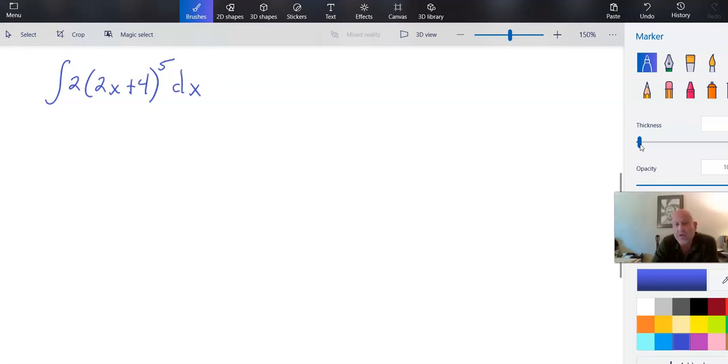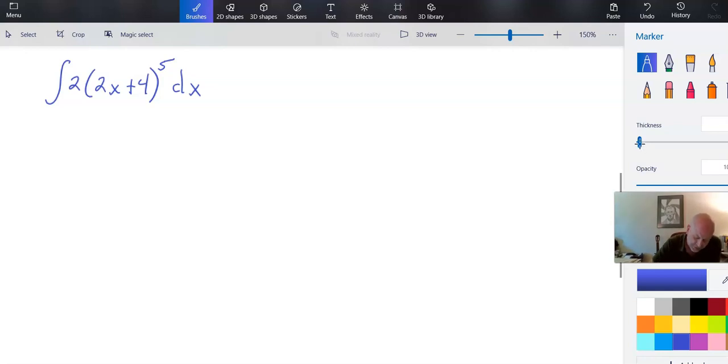Now, any of the antiderivative techniques that we've looked at so far are pretty much not going to work here. The only one that would work is if you went ahead and multiplied out this whole thing, (2x plus 4) times (2x plus 4) times (2x plus 4), all the way up to 5 times, get a huge polynomial, and then take the integral term by term, which would work. But it's a lot of work, and so this is how we go about making our substitution.